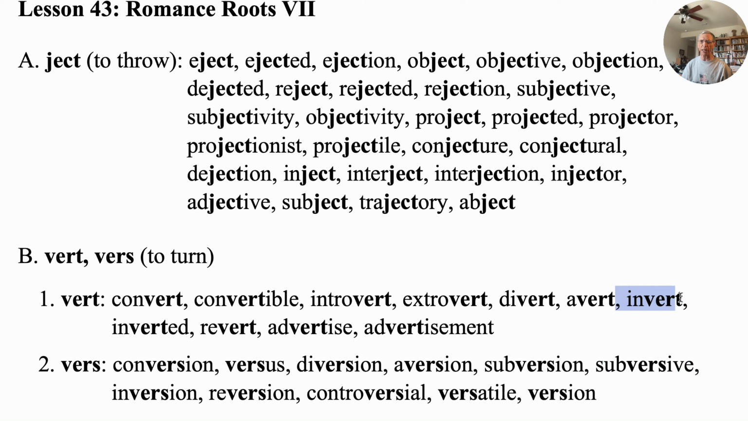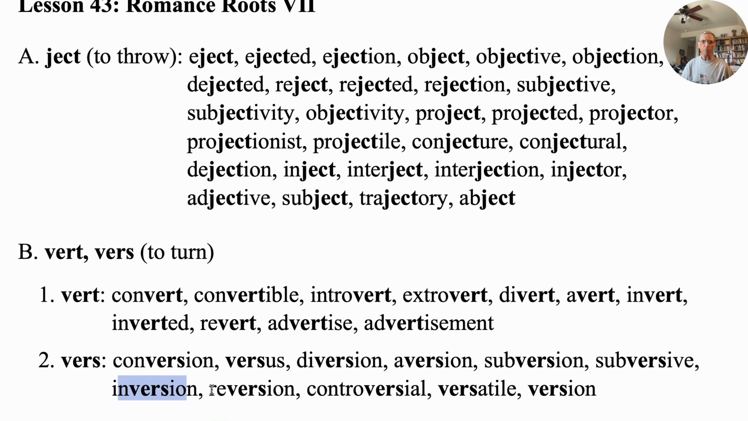Next we have inversion, and that actually relates to invert up there. So inversion is a noun form of invert. Reversion means to return to a previous state of things. They tore down the buildings and the land reverted back. There was a reversion to a forest that was there before.